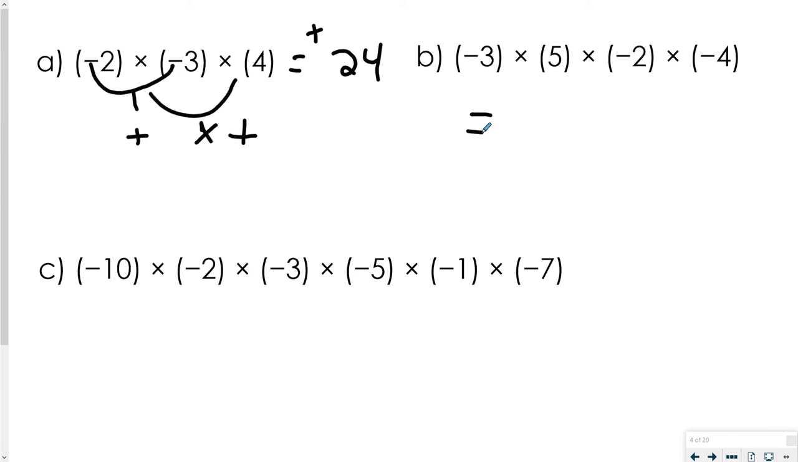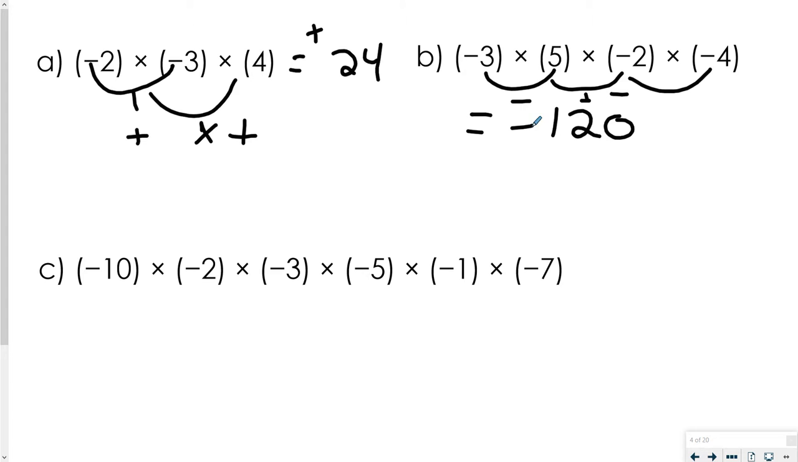For question B, 3 times 5 is 15, times 2 is 30, times 4 is 120. So same thing, negative 3 and positive 5 is going to give me a negative, times a negative actually ends up giving me a positive, times a negative gives me a negative.